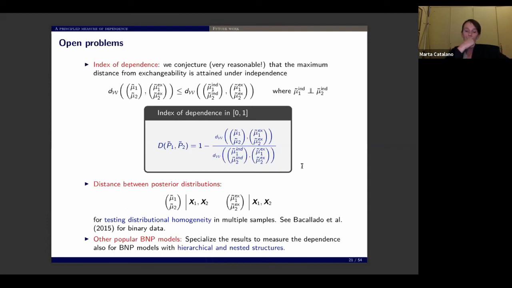Then, I'll just say a couple of words on another direction that we would like to take, which is focusing on dependent random measures that do not have jointly dependent increments. So vectors of dependent random measures that are not CRVs. And this has many notable cases in the BNP literature, for example, the hierarchical and nested processes, which will be described in detail by Igor further on.